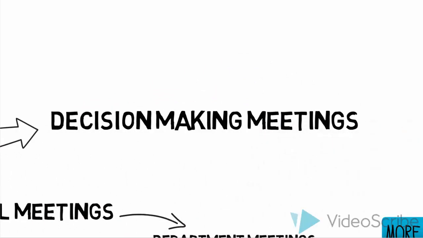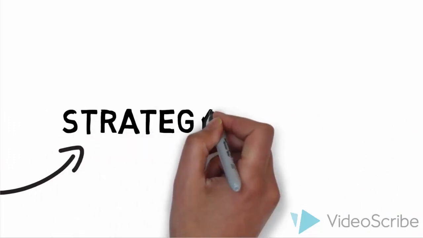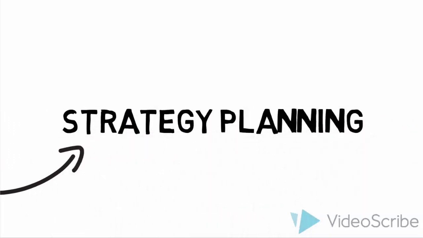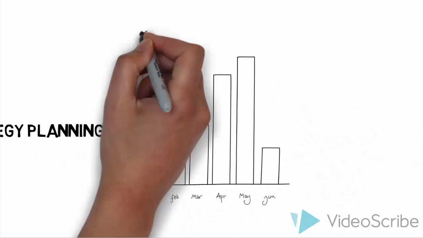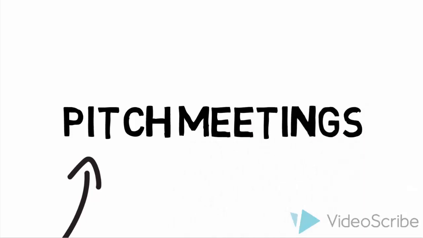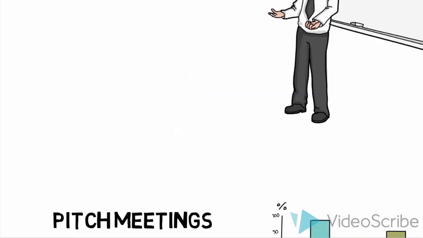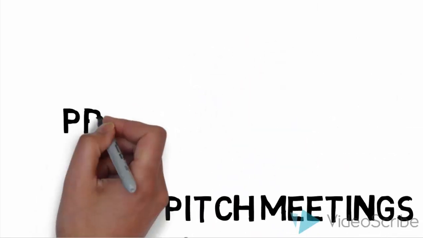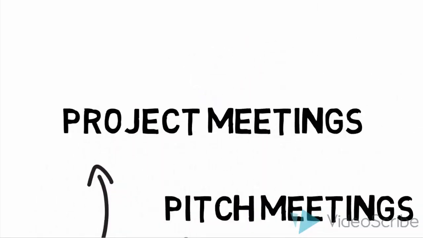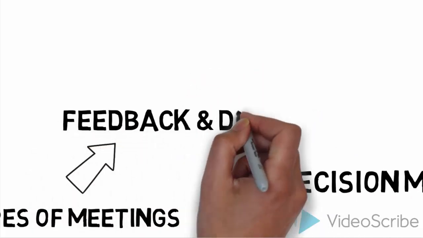One of the most important decision making meetings in a business is strategy planning. The organization in these meetings develops its goals and the direction in which it wants to progress. Other types of decision making meetings are pitch meetings, where individuals or organizations pitch their ideas and their future dreams. And of course, project meetings. Furthermore, another reason to hold a meeting would be to allow feedback and discussion.